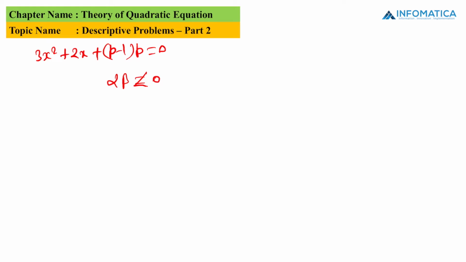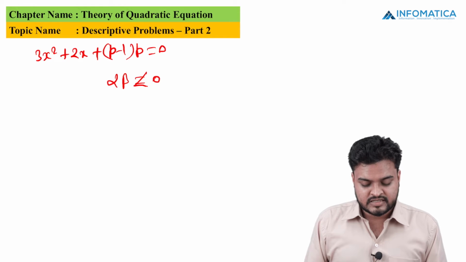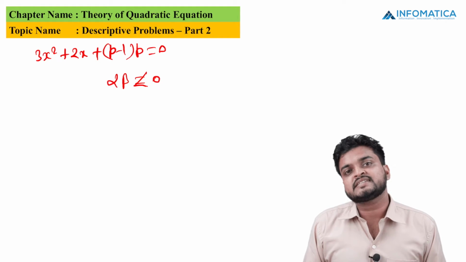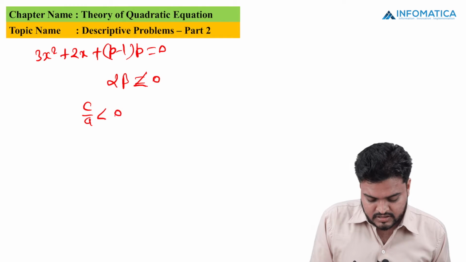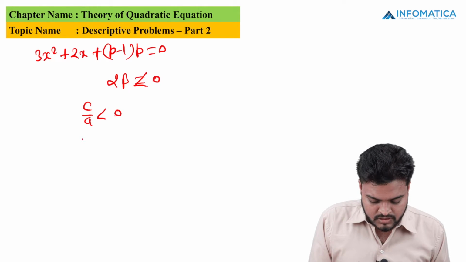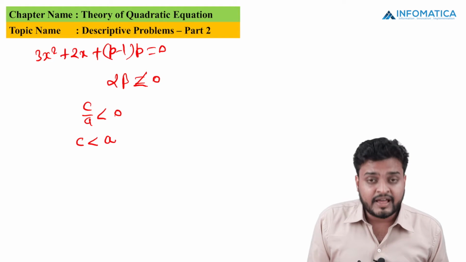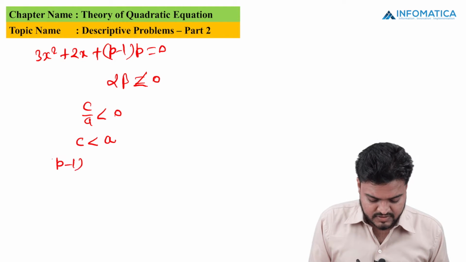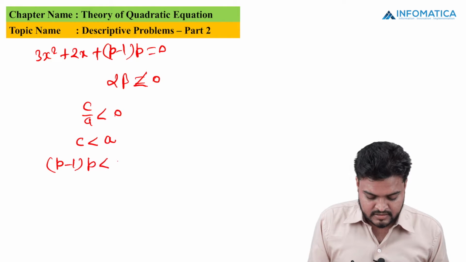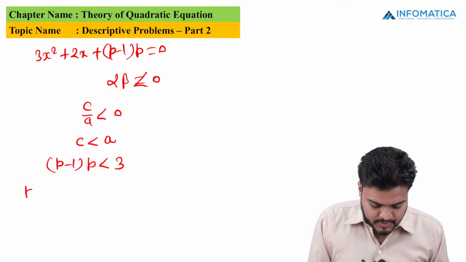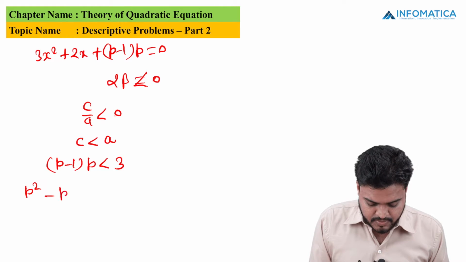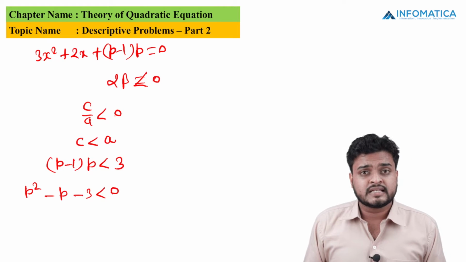So here alpha into beta is less than 0, and I know the value of alpha beta is equal to c upon a. C upon a is less than 0, so c should be less than a. The value of c is equal to (p minus 1) into p, less than 3. After simplifying, you can write it as p square minus p minus 3 must be less than 0.